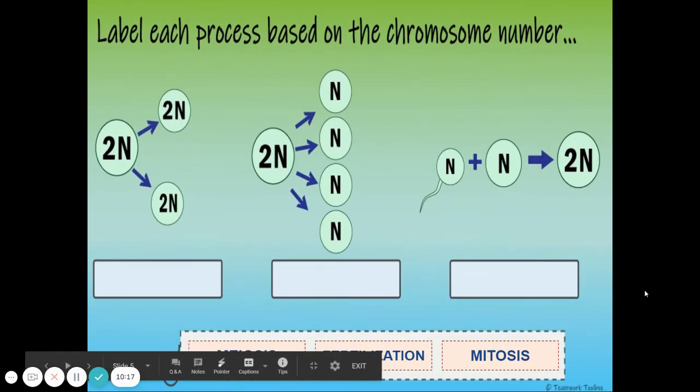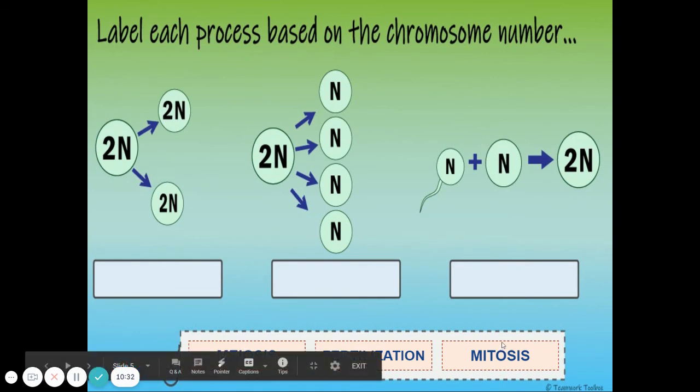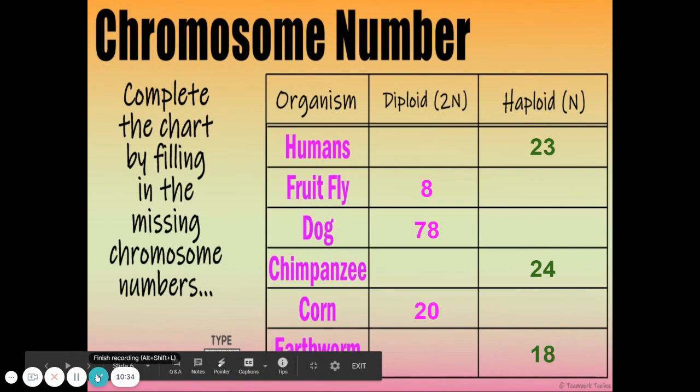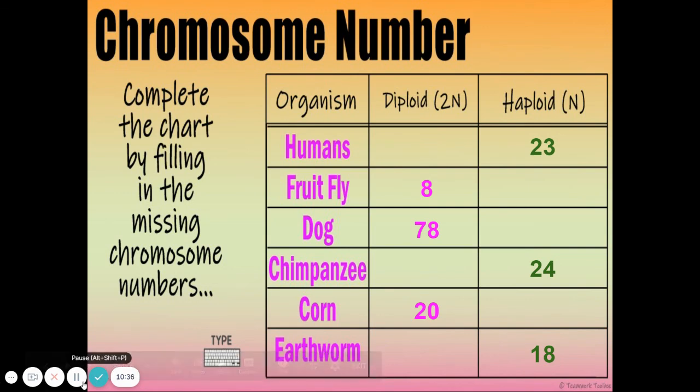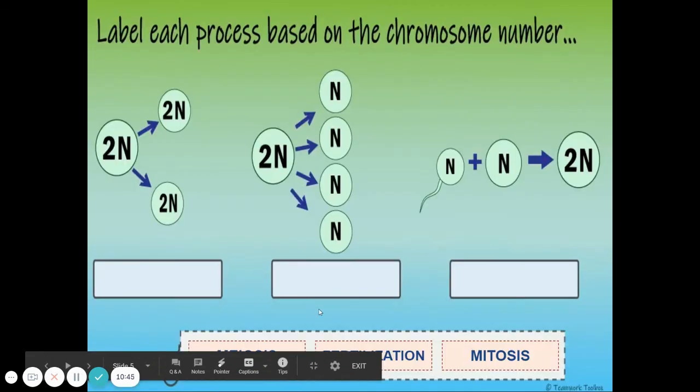With the next part of this, what I'd like for you to do, as the directions say, is label each process based on the chromosome number. So you've got choices here. I can't do that in presentation mode. You will drag and drop them to put them where they need to go. So just drag and drop them where they need to go.